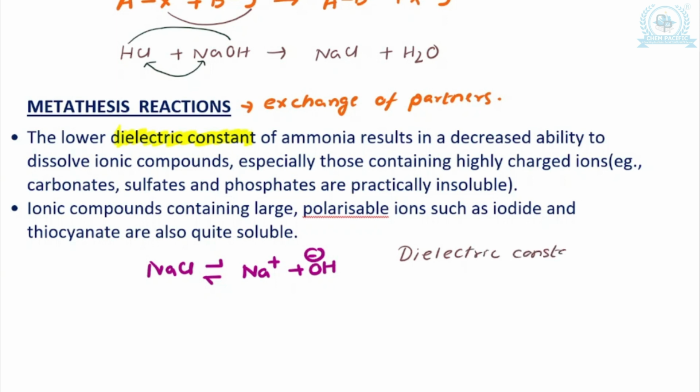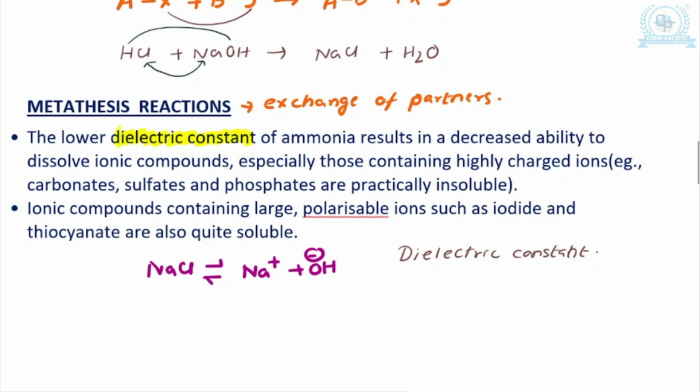Now, usually it is said that the dielectric constant of water is considered to be highest as a solvent, and it is equal to 1. It means the capability of the water as a solvent to break the ionic bond between the Na+ and Cl- is highest when the water is acting as a solvent. But the dielectric constant of liquid ammonia is very less. That is why liquid ammonia is not capable.